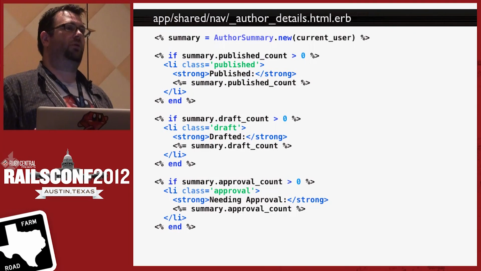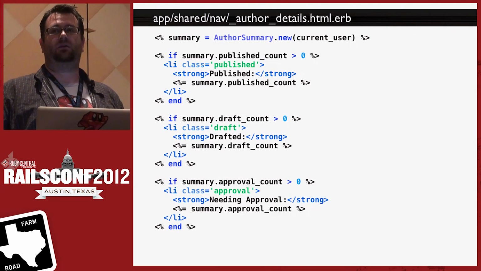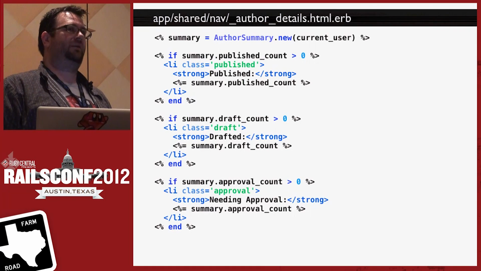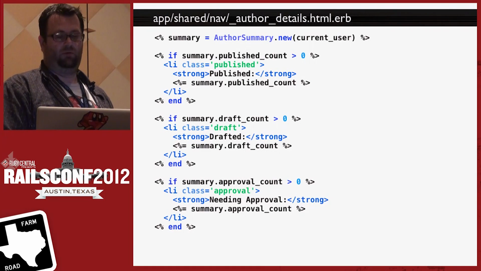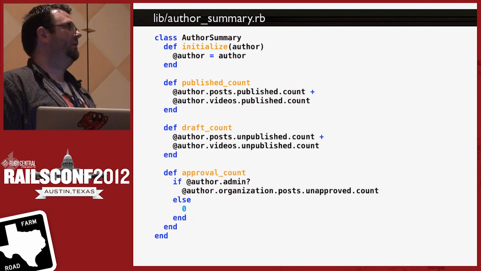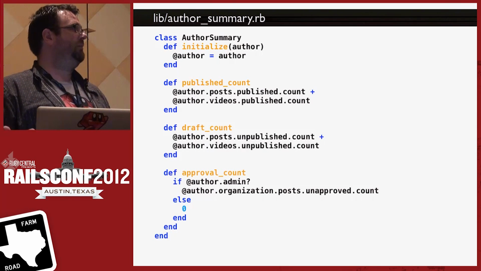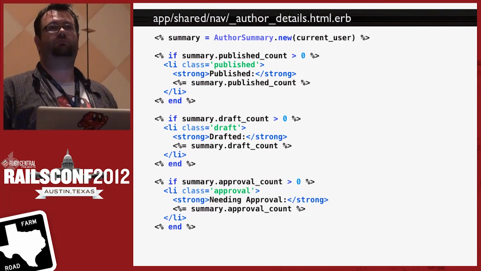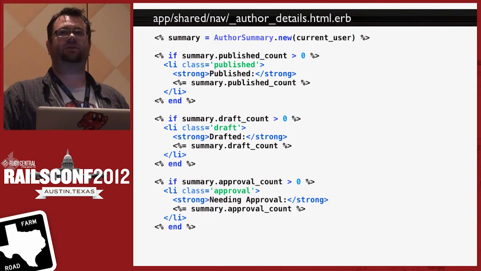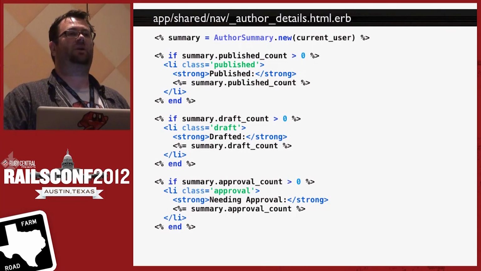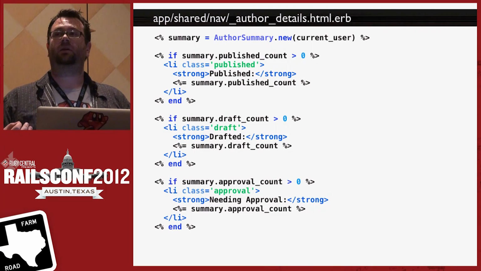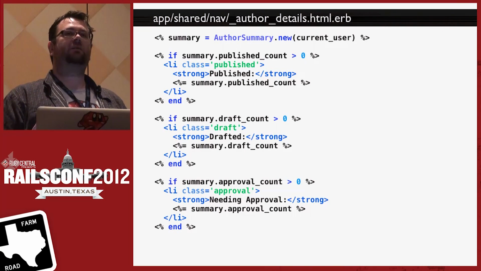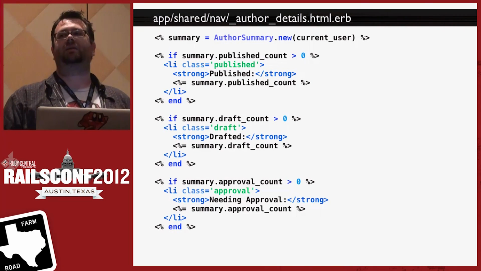We just need to know whether or not we're supposed to show this list item. The logic for whether or not to show the approval count, remember, is back here in this presenter, right? If we're not author admin, then we're just going to return 0. And if we're 0, then we're not going to display that interface. So this is nice. Now what we've done is we've created a contract for our templates to expect, and we've taken all of the behavior and put it somewhere else. It's not in the templates.